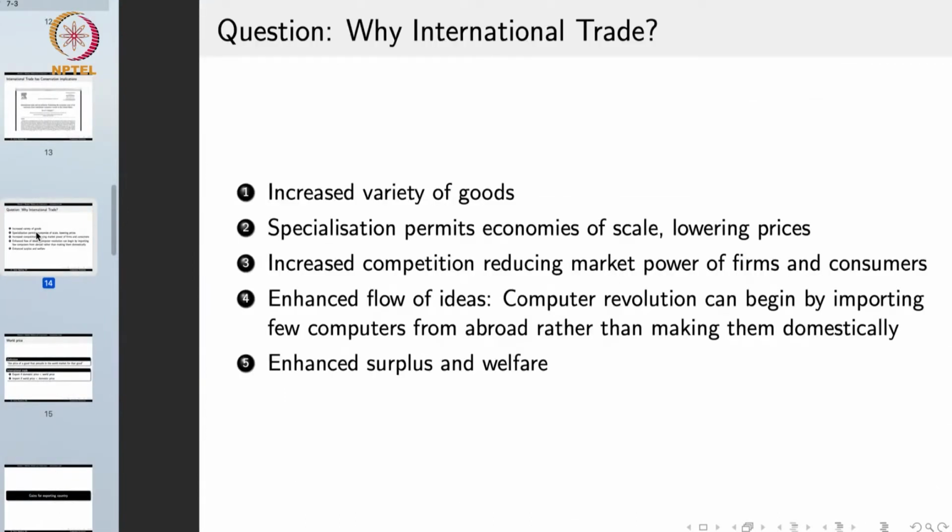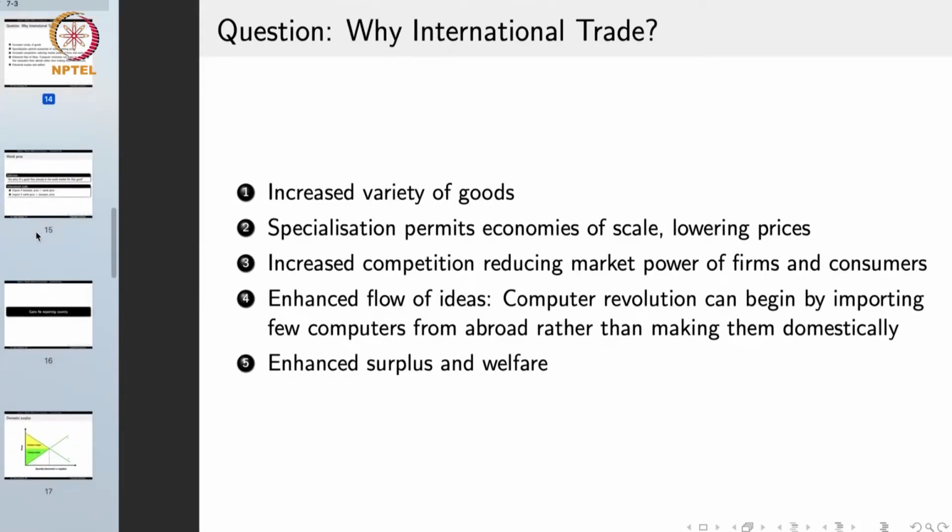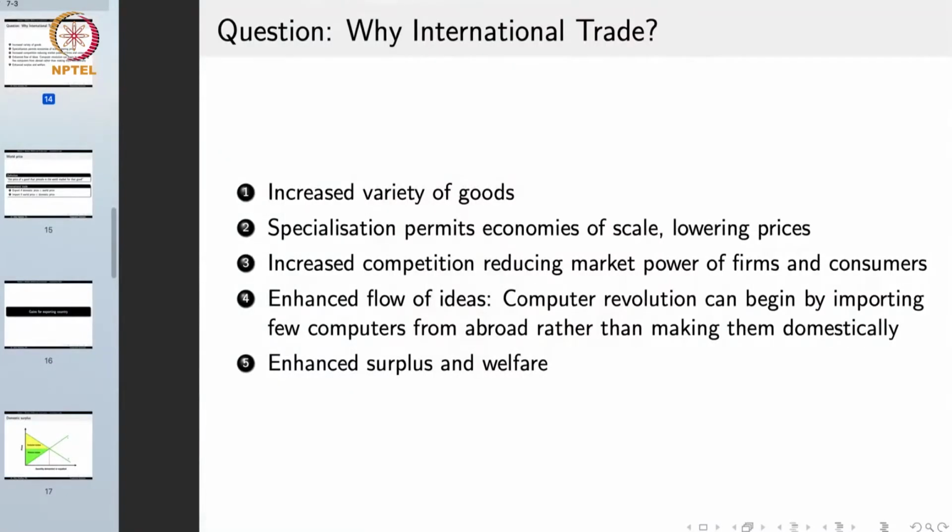So the question is, why international trade? Well, international trade has several benefits. It increases the variety of goods that are being made available. This includes not just consumer goods such as food or clothes, but also things such as technology or medicines. So a country that is not making a particular medicine, but the people need that medicine, can import this medicine from a country that manufactures the medicine. So international trade increases the variety of goods that are made available to any particular country.